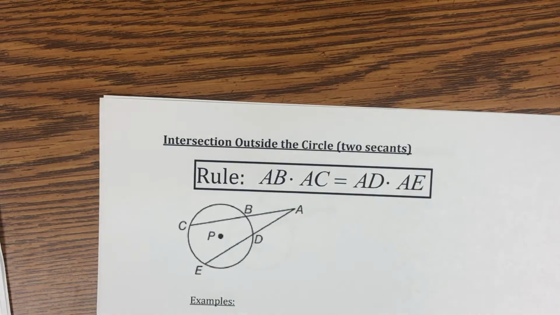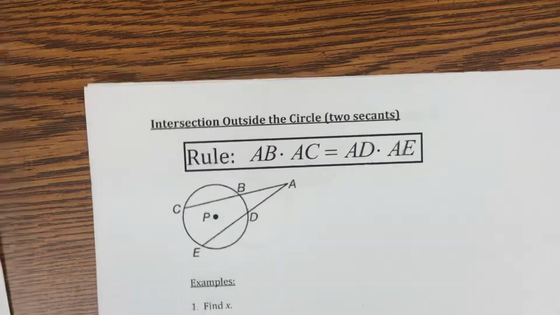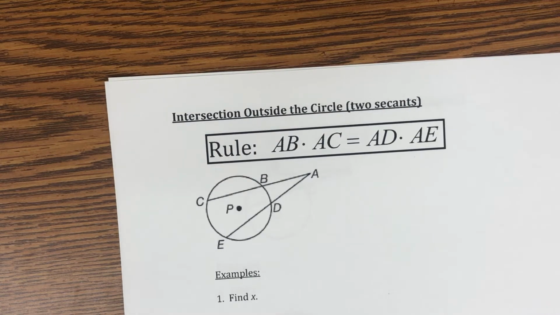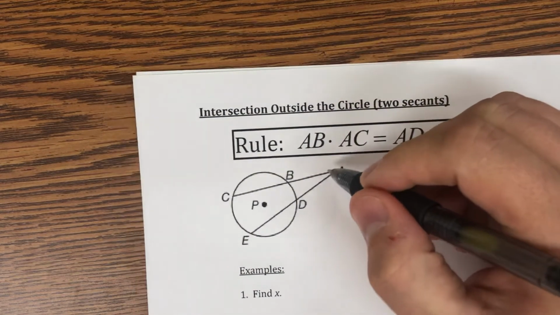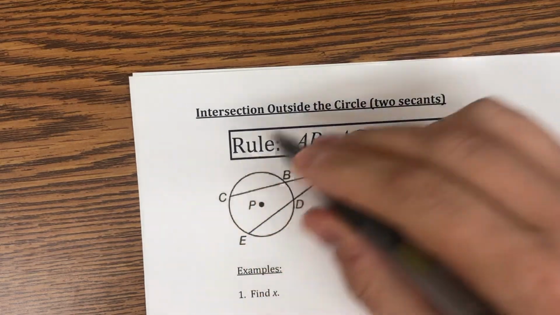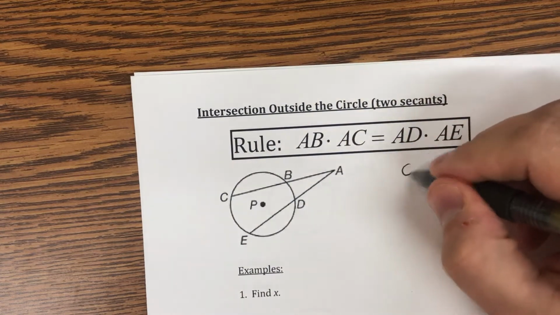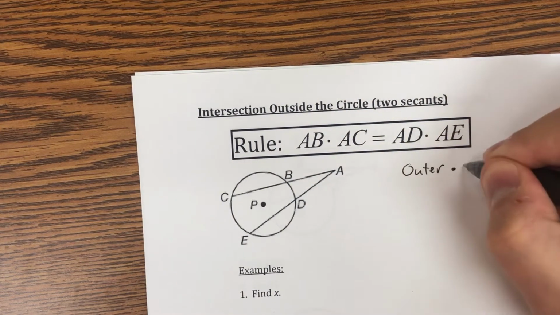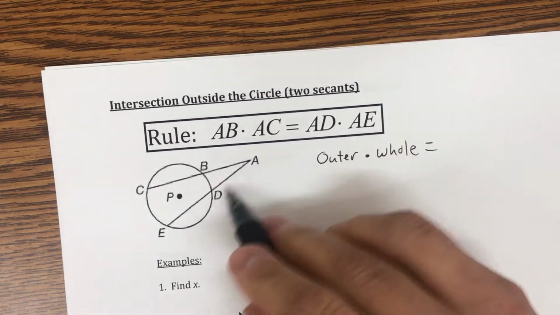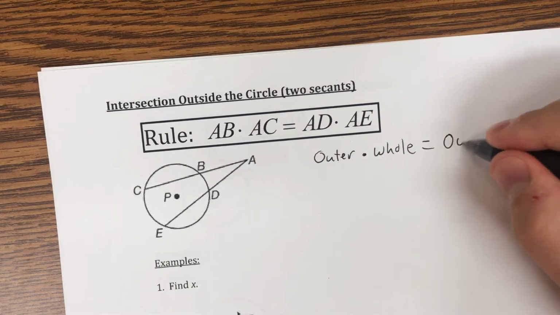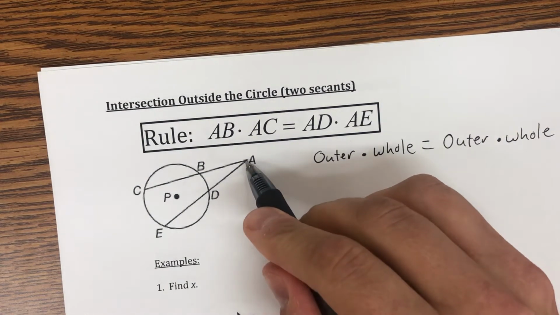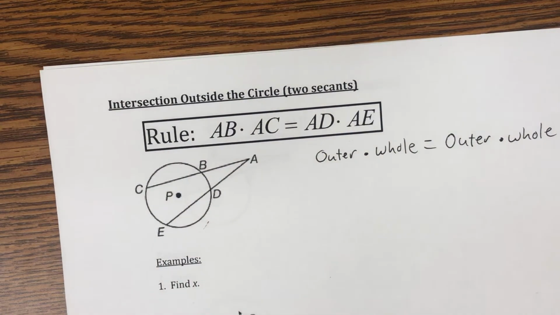Next rule involves us looking at two secant segments, okay? Now this one, again, I break it into part. So when I set it up, I look at each segment. The first segment is A to C. I take the outer part times the whole thing. So that's AB. So outer times the whole is equal to the other segment's outer part, AD, times the whole. Now when you get the whole thing, you have to add up the two parts, okay?